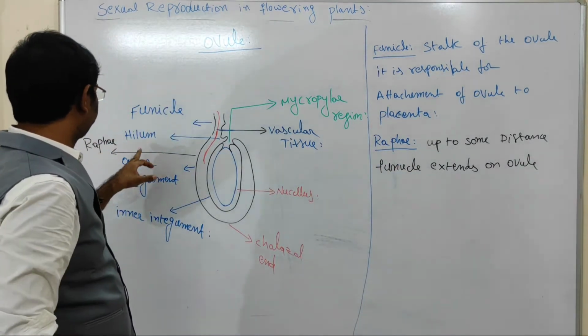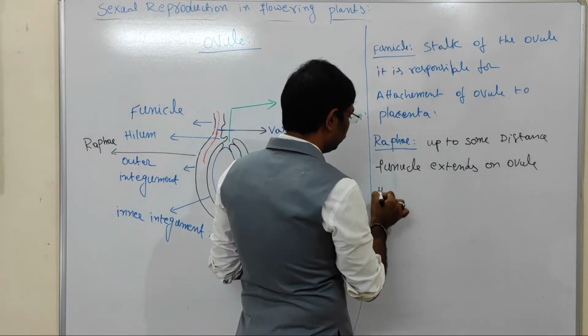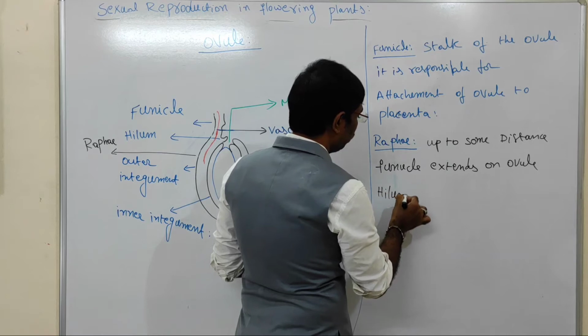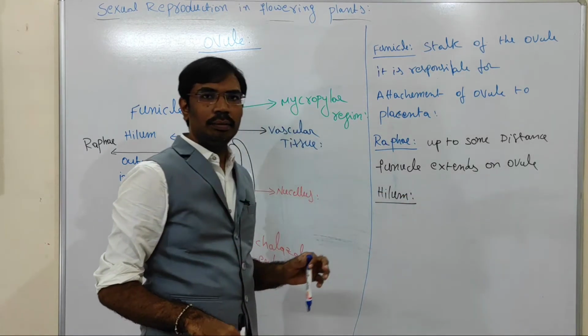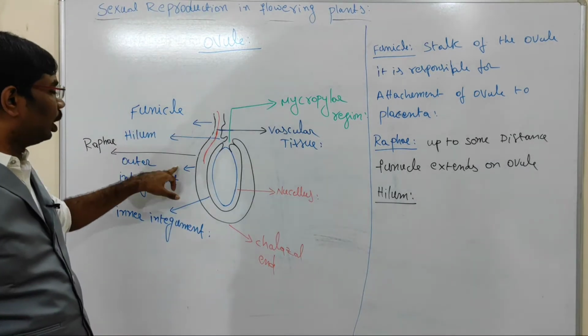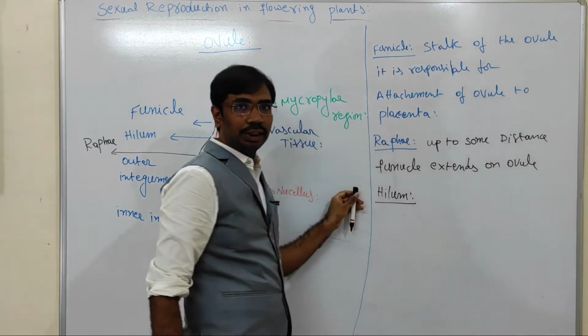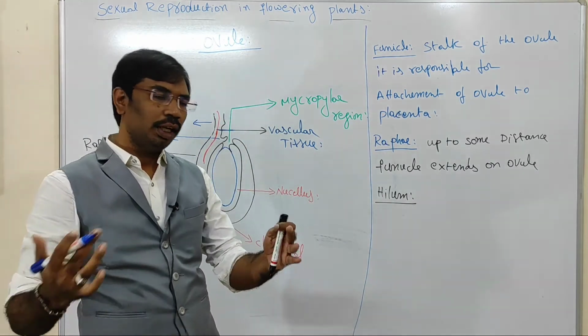Okay, then hilum. What is hilum? Hilum means it is a junction between the funicule and the ovule. Funicule and body of the ovule both are attached to each other with the help of the hilum.